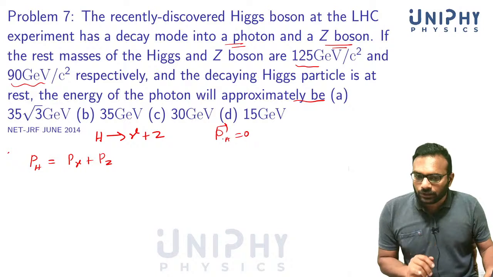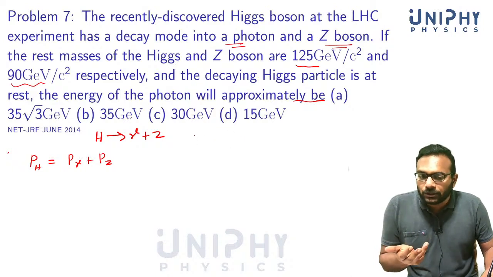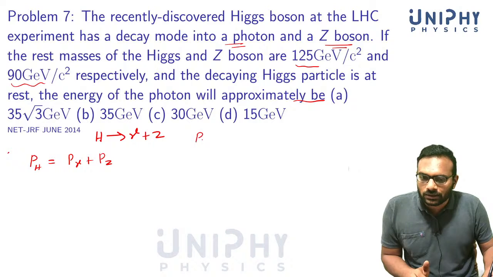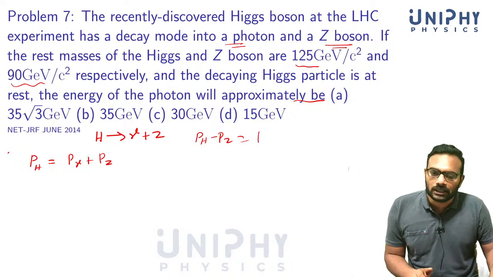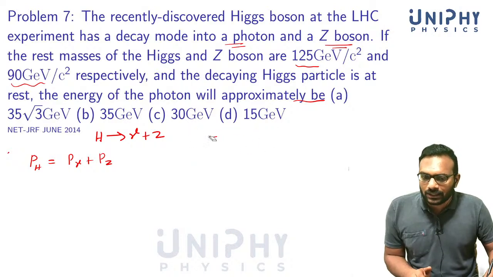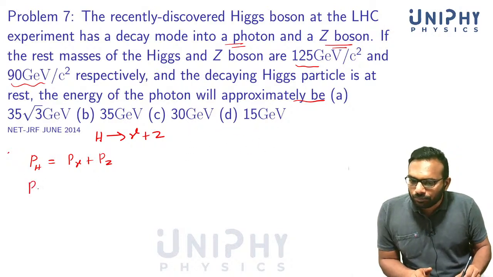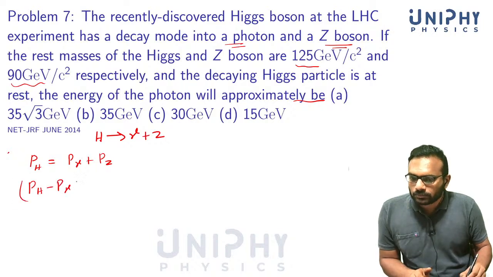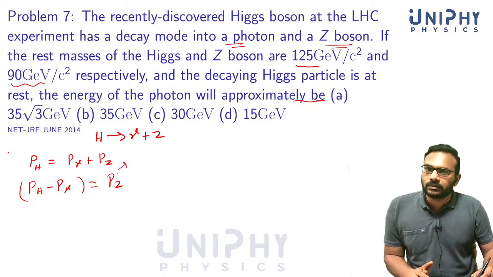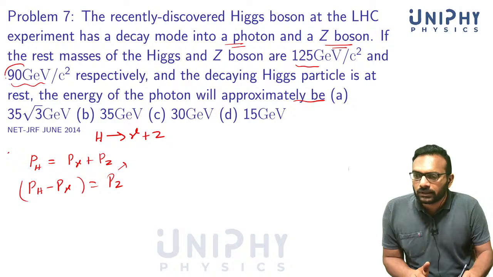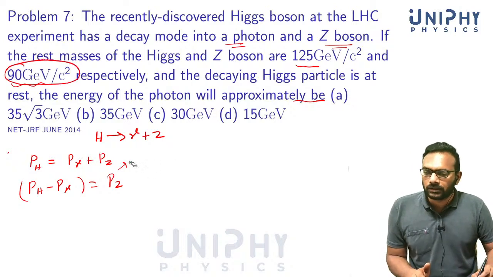One way you will try is to find pH minus Pz is equal to P gamma, and square it. But squaring this will give you 0 because gamma has 0 mass. So the convenient way to do this is that you just say pH minus P gamma is equal to Pz. Now, if you square this, you will simply get the mass of the Z boson, and the mass of the Z boson is already given. I will show you how we do this.